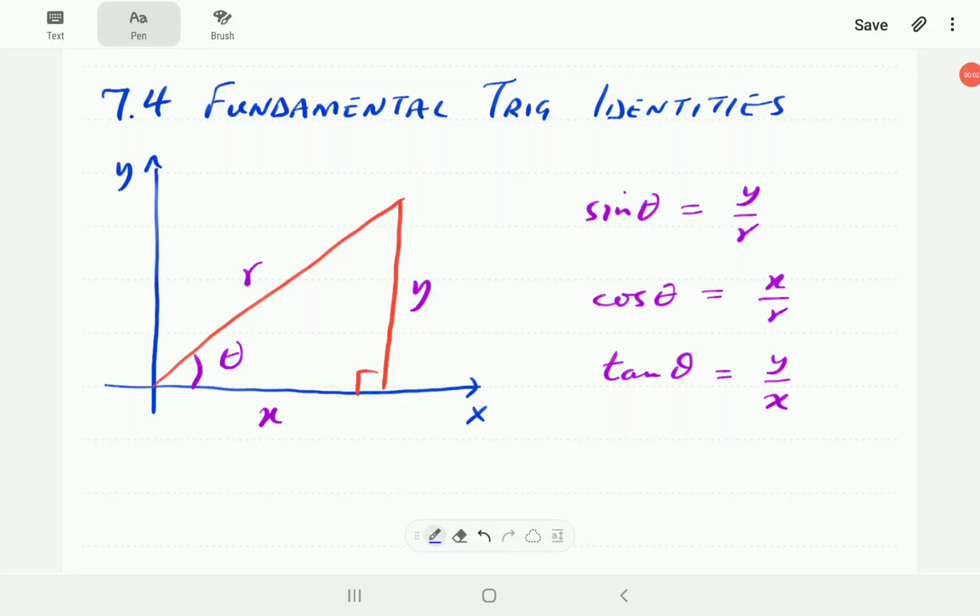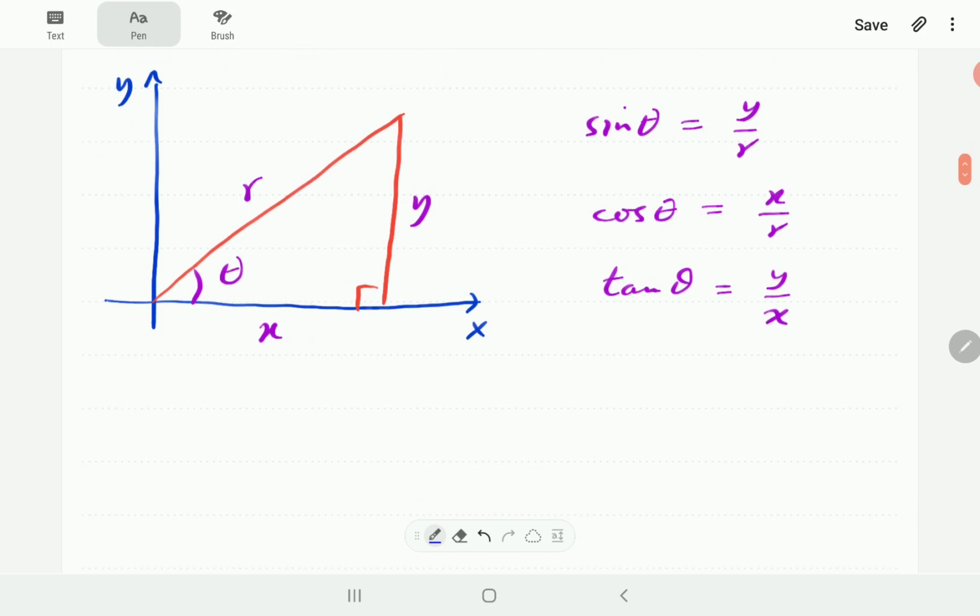Okay, in this video we're going to look at fundamental trigonometric identities. We're going to start with this diagram here. So we've got our angle theta in standard form. We've already seen that with theta in this form, sine theta is going to be opposite over hypotenuse, cosine theta will be x over r, and tangent theta is going to be y over x.